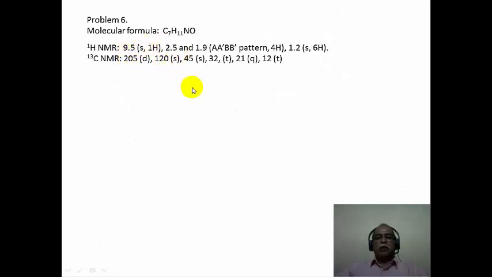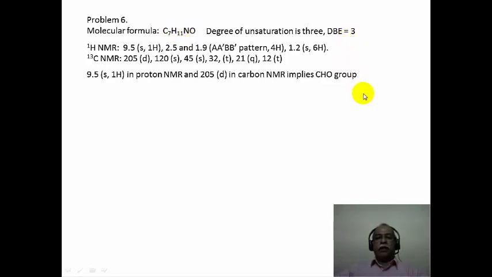So we have this spectral information extracted out of the spectral picture in this case. So let us now try to solve the structure. Degree of unsaturation based on the molecular formula is 3. Nitrogen is present, it is a trivalent element, so one has to add one hydrogen to the molecular formula. That would make it C7H12. For the saturated compound, it should be C7H18. Since there are 6 hydrogens deficient in the molecule, the degree of unsaturation is 3.